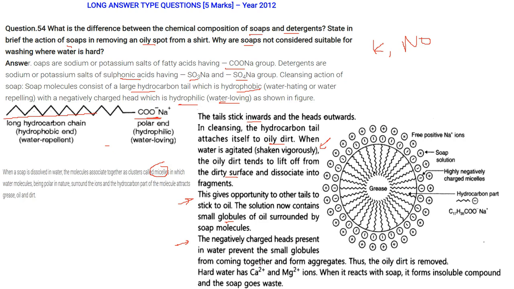Hard water has Ca2+ and Mg2+ ions. When it reacts with soap, it will form insoluble compounds, and this soap will get wasted. So this is the formation. These are free positive sodium ions. These are soap solution, and these are highly negatively charged micelles. This is the hydrocarbon part, right? See this COONa part, and here we have grease. So this is a micelle.